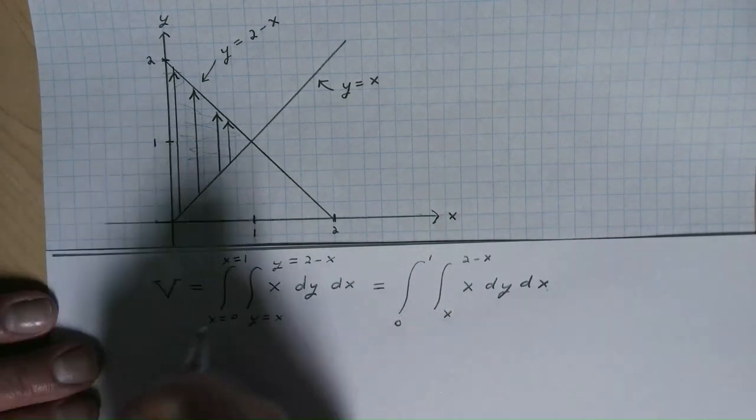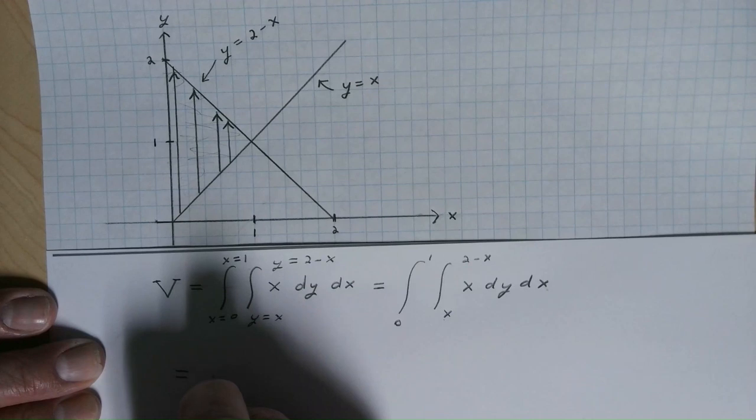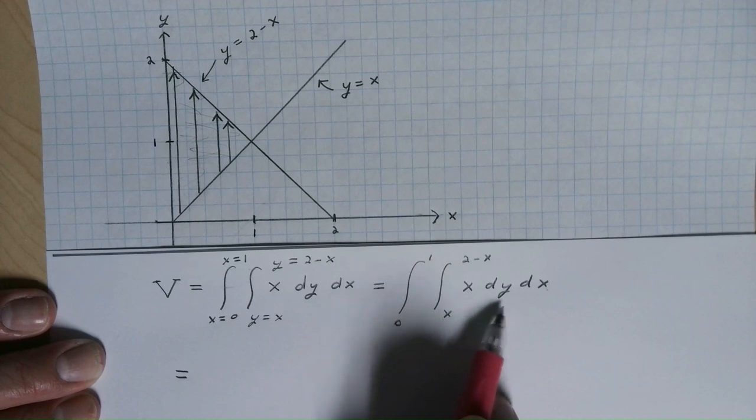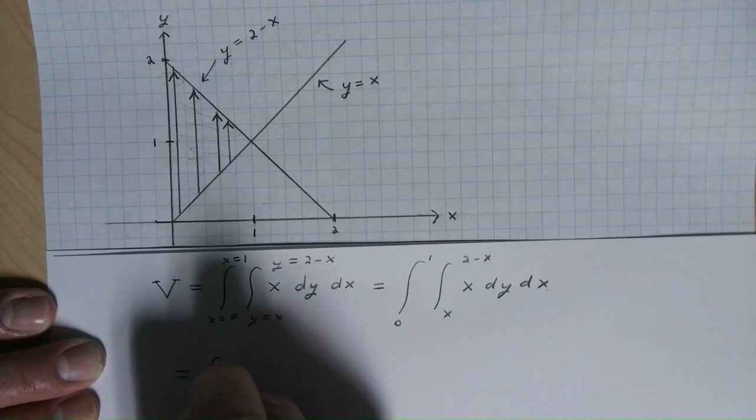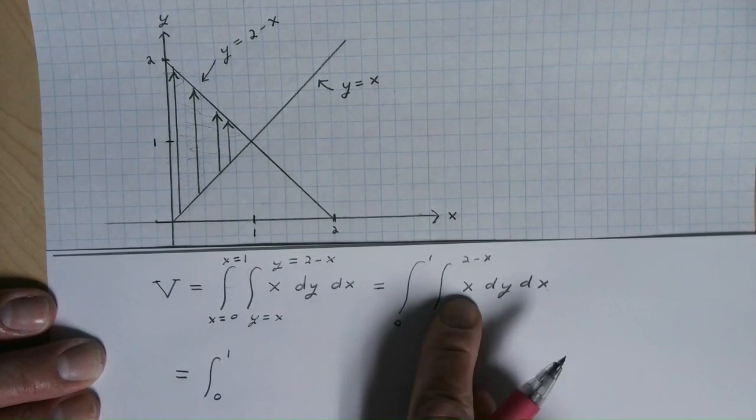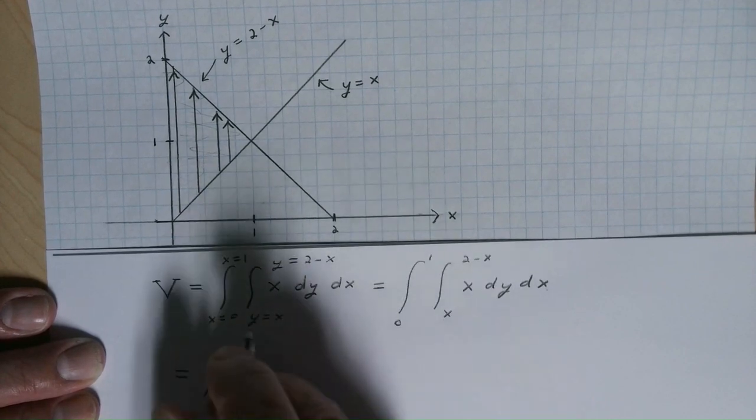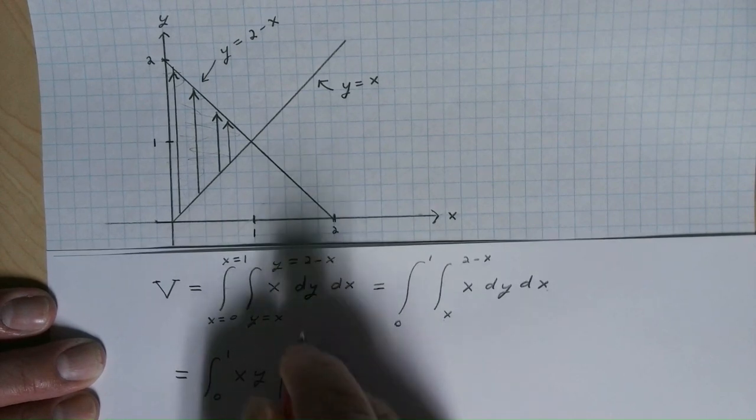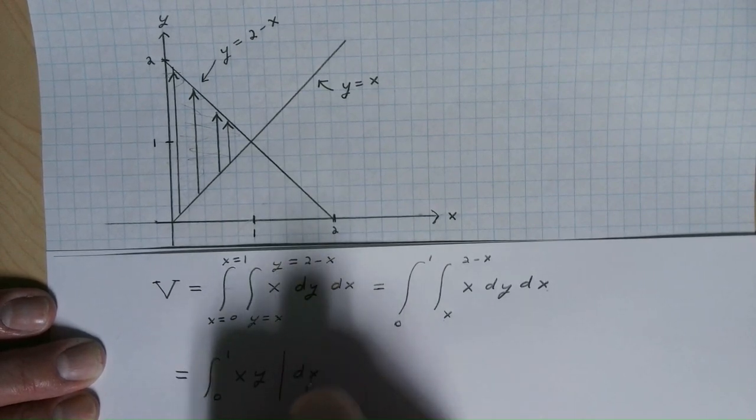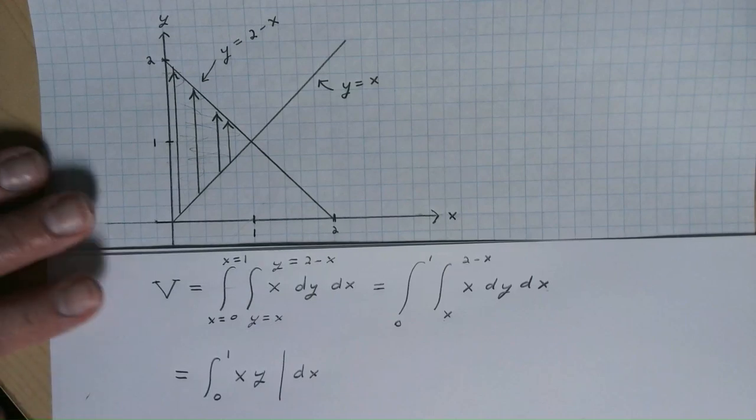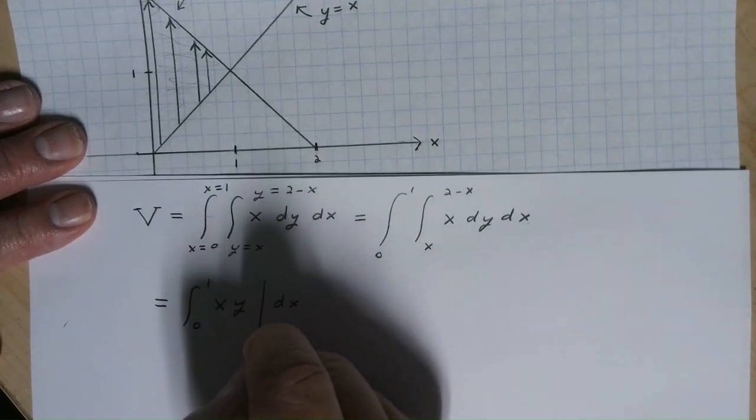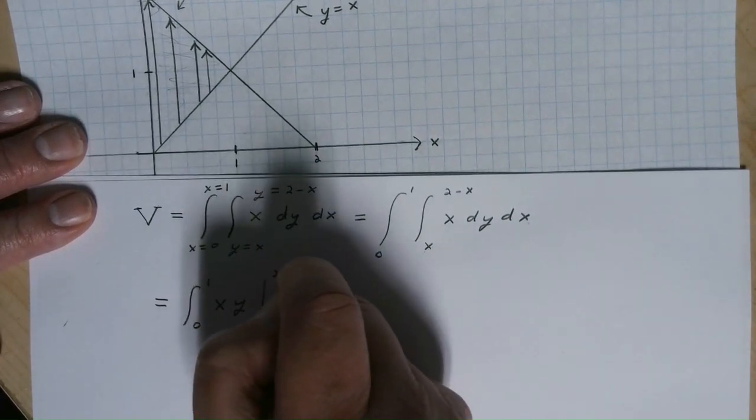So let's go ahead and integrate this. Again, we're integrating with respect to y first. That means we keep everything else constant, but we're going to integrate with respect to y. So x is almost like a constant, so we're going to have x times y, dx, like this. And again, evaluated from x to 2 minus x.